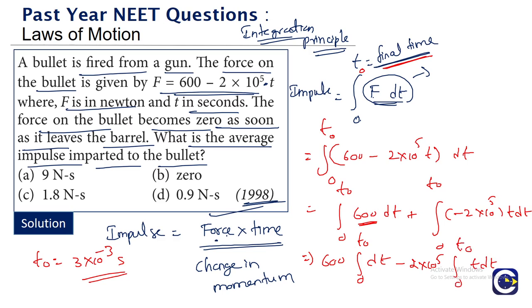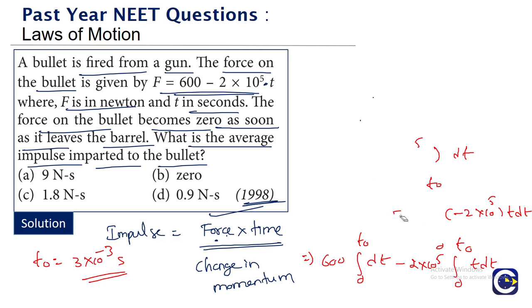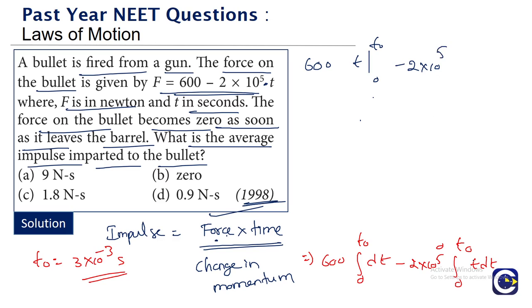Now here we should have some familiarity with the standard integrations, right? While we say that in NEET we may not get questions on the applications of integration and differentiation, still if at all there are questions like this, we should be ready to tackle them. So I'll erase the upper part so that we can do the concluding steps. Now, you know the standard integration, integral dt will be t. So 600 t between the limits 0 to t naught, minus 2 into 10 power 5. Integral t dt will be t square by 2.